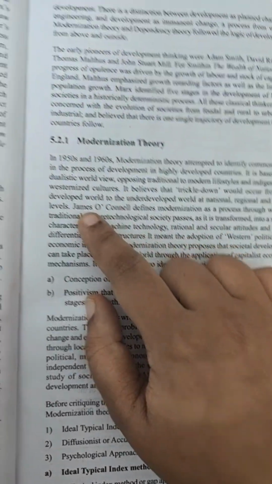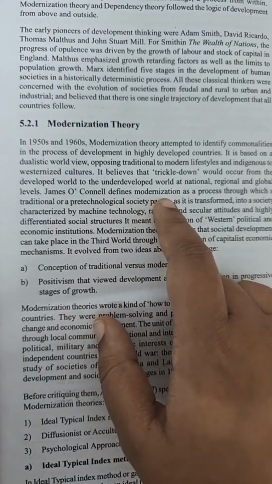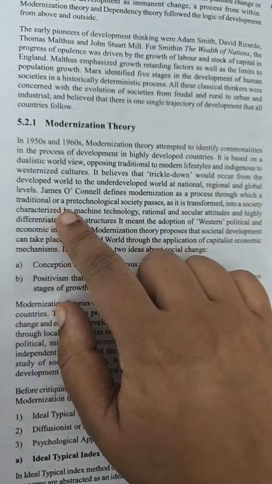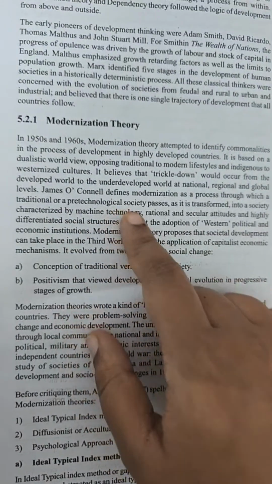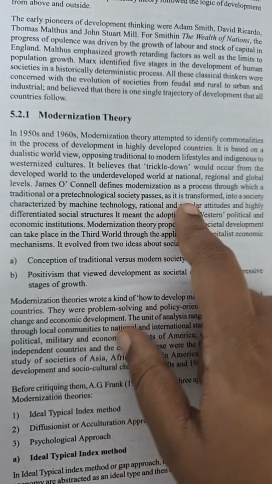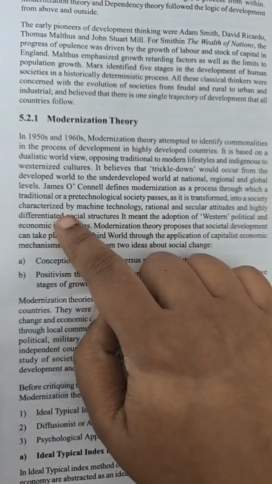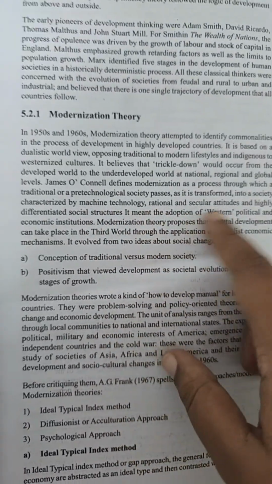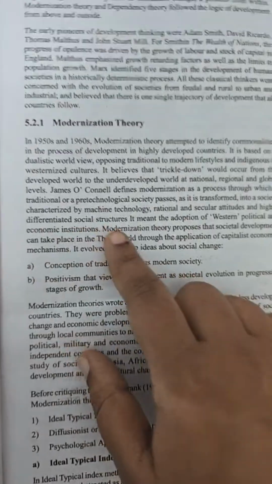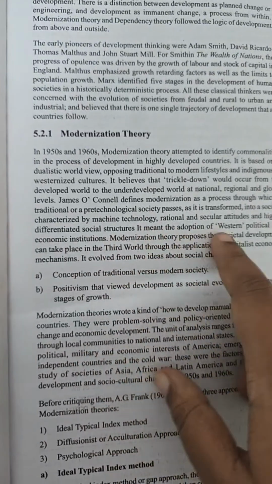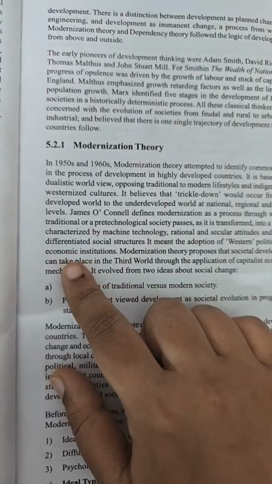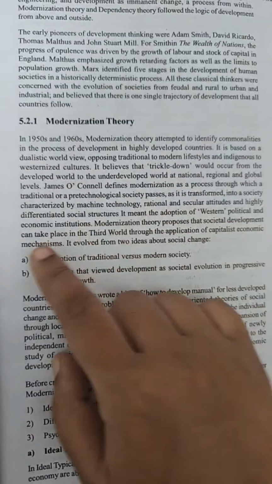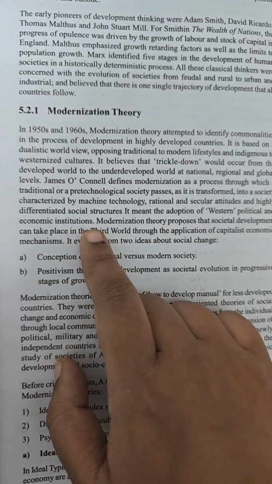levels. James O'Connell defined modernization as a process through which a traditional or pre-technological society passes as it transforms into a society characterized by machine technology, rational and secular attitude, and highly differentiated social structure. It means the adoption of Western political and economic institutions.